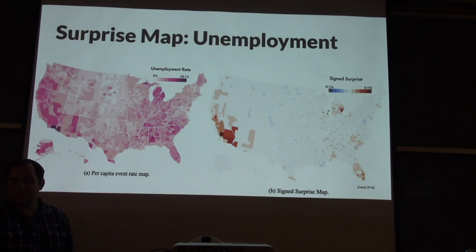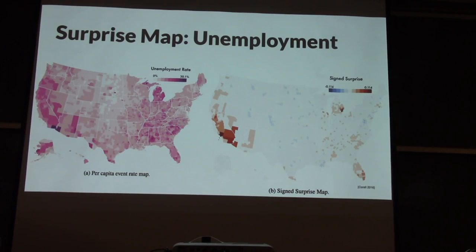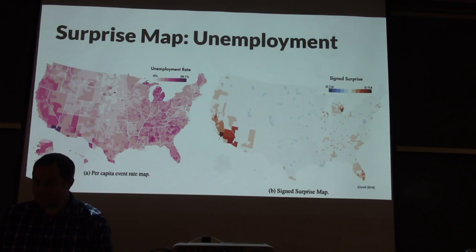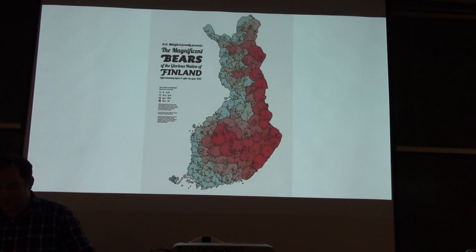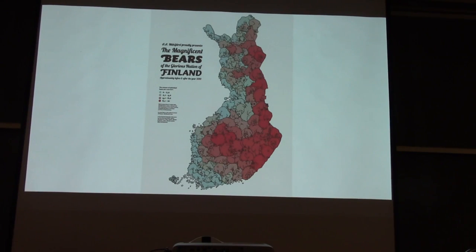But we do see these meaningful outliers, for example, the Detroit area having a much higher unemployment rate and the Los Angeles area having a much higher unemployment rate. I also like this CorpLeff map. This is a bear density in Finland, visualized as bears.